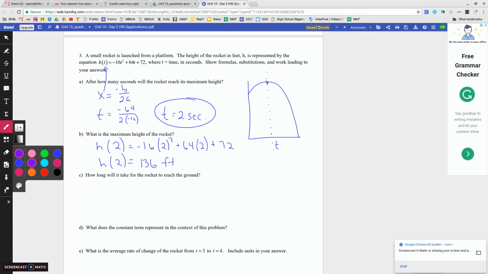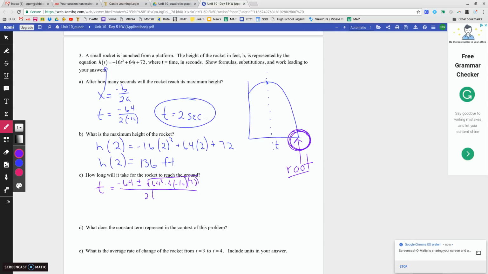Now the question is, how long will it take to reach the ground? I'm looking for this point right here, so I'm essentially looking for one of my roots. Looking at this equation, I'm not really positive if it is factorable, so I'm just going to try my quadratic formula. So t equals negative b, negative 64, plus or minus the square root of b squared minus 4ac, all over 2a.